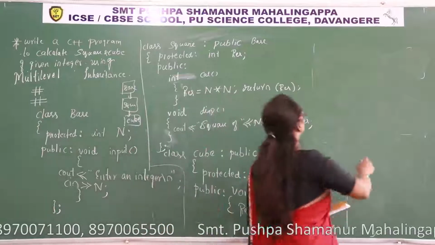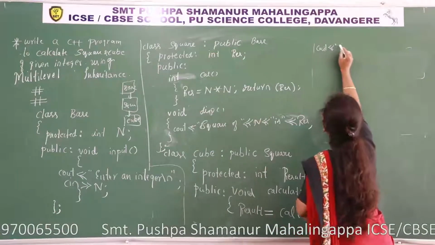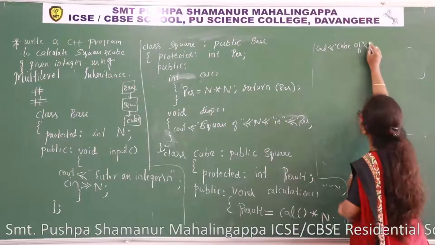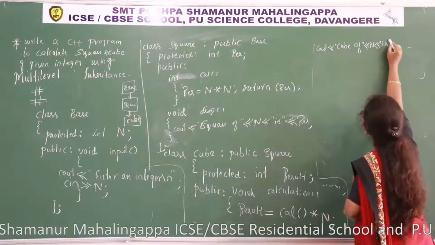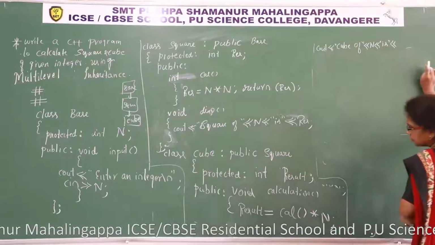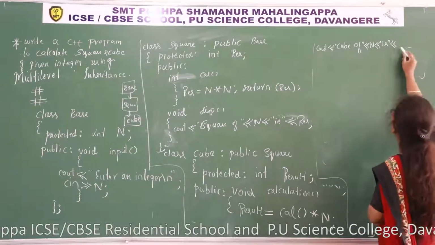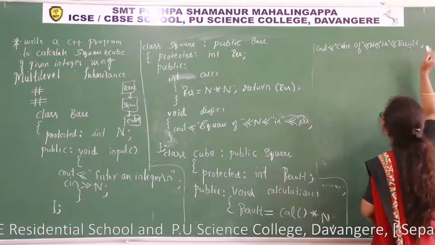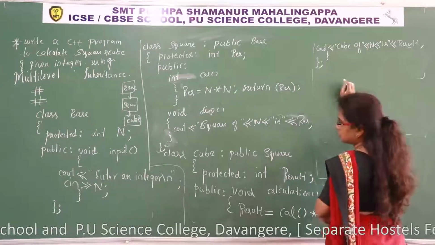I'll continue. cout cube of n is result. Sorry, the full name I had taken is result. Function close, class close, semicolon.